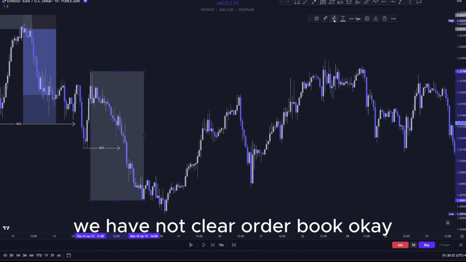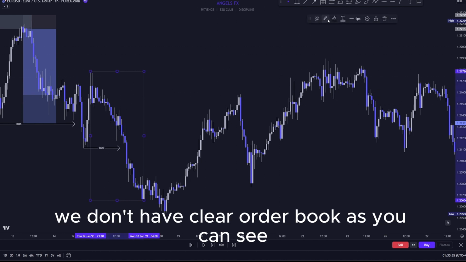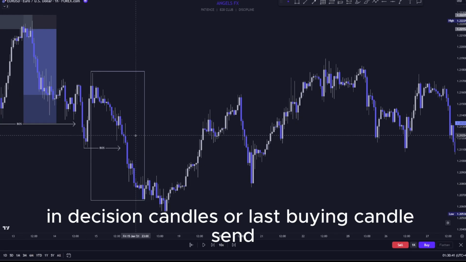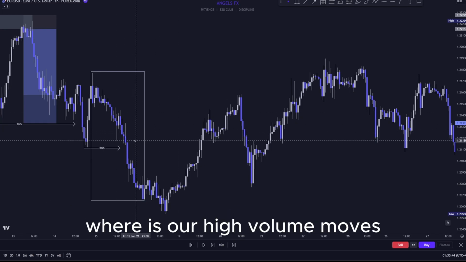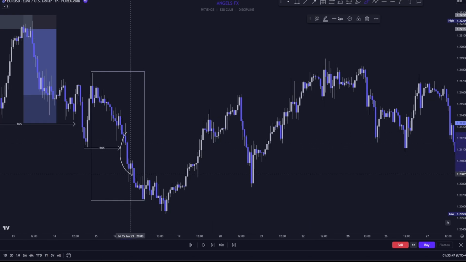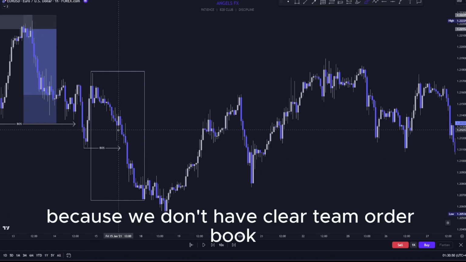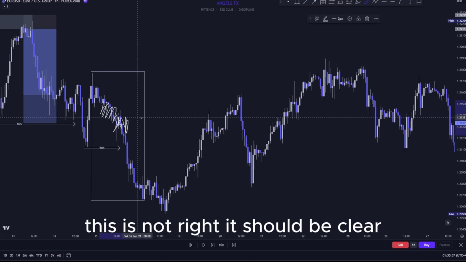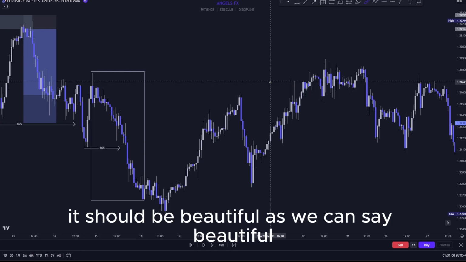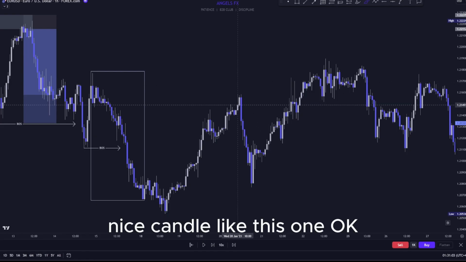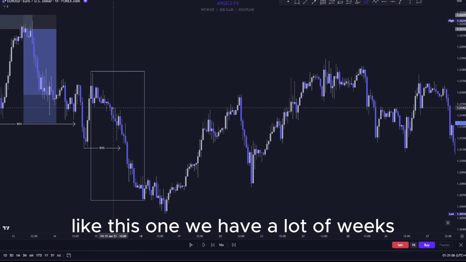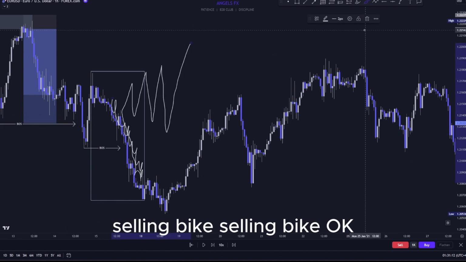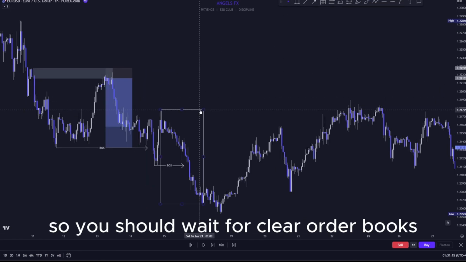Why is this one not valid in this range? We do not have a clear order block, okay? As you can see, where are our indecisional candles or last buying candles, and where are our high volume moves? Yes, this one is here, okay? This move, but this one is not valid. Why? Because we don't have a clear order block. We don't have a clear supply. We have wicks. This is not valid. It should be clear. It should be beautiful, as we can say. A beautiful, nice candle, like this one, okay? Like this one. We have a lot of wicks. Price has not decided. It's selling, buying, selling, okay? So you should wait for clear order blocks.